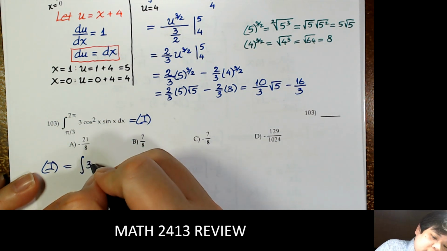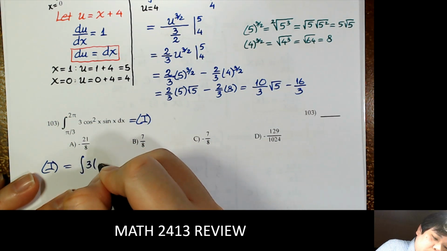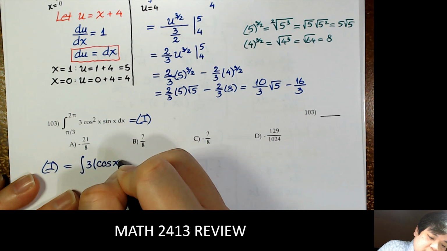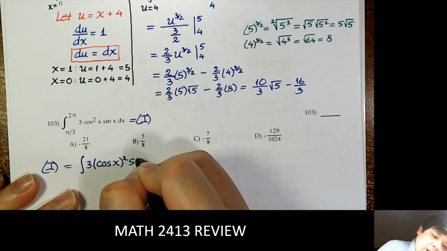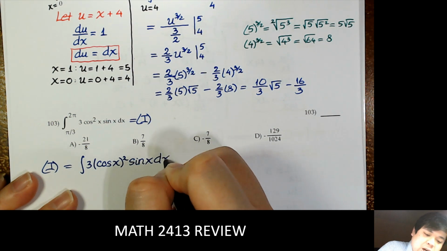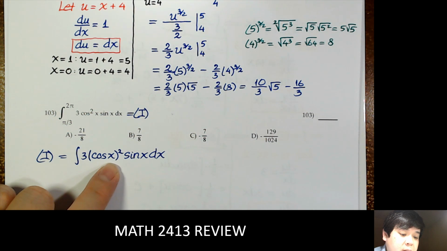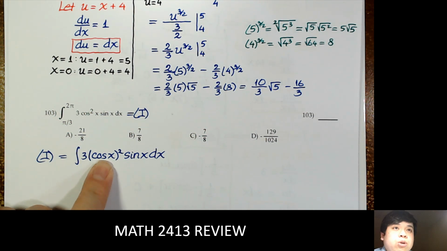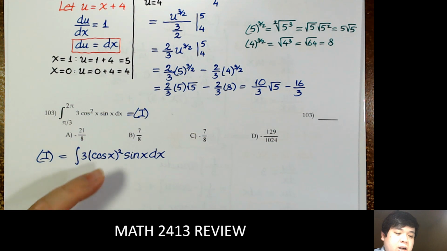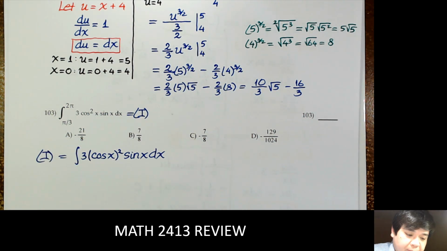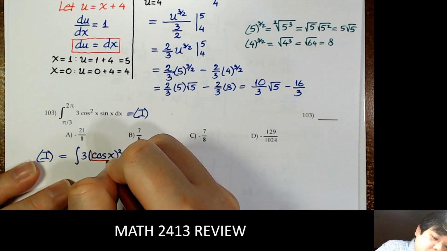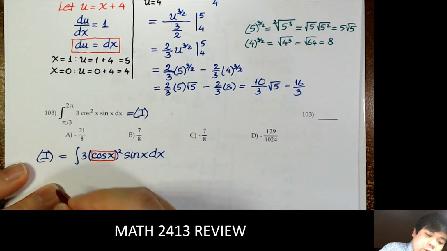So 3, I will write cosine square as cosine of x, and then square, and then sine x dx. When we write like this, it is easy to see that if we let u equal to cosine, the derivative of cosine is negative sine, we cancel with the sine. So that's good. Whatever we let equal to u, the derivative will cancel with the rest of the problem. That's the way it should be for most of the substitution. So we let u equal to cosine of x.